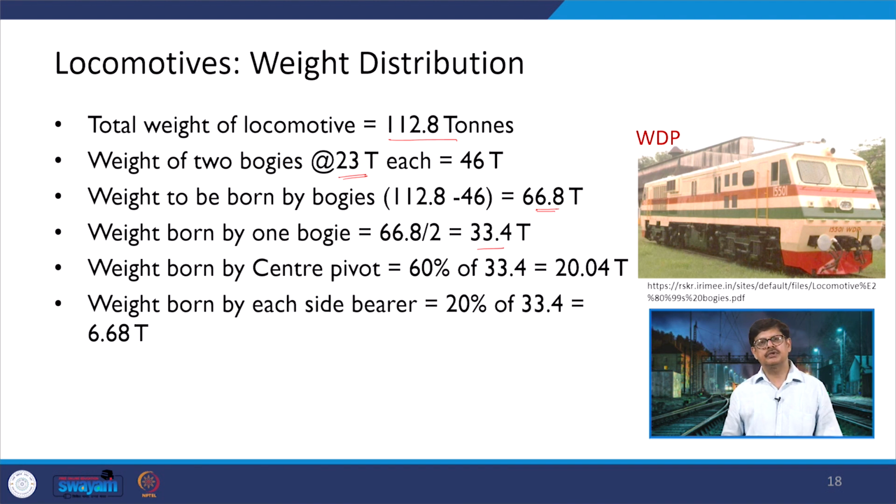Now, when we talk about the system provided at the bottom, which is going to take the load, the weight borne by the center pivot is 60% of the load which comes on one bogie, and the weight is borne by each side bearer. So, it means 20% on one side and 20% on the other side of the total load, and that is how the total load gets distributed to the wheels. So, this is how the system works here.